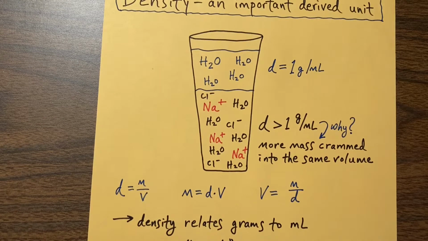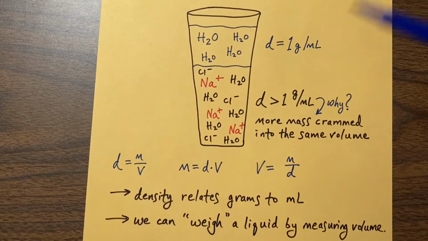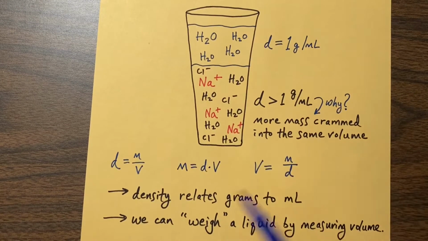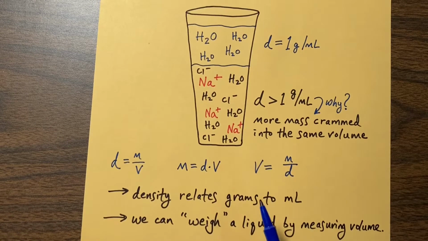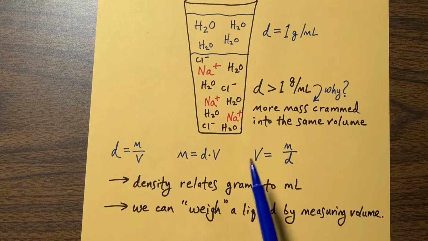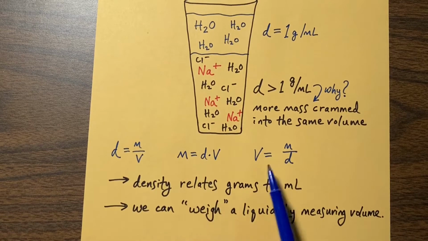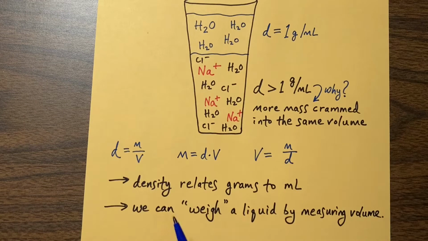That's how matter works as well. More dense matter is simply more grams per milliliter for the same volume. So it's a very simple formula. Density equals mass per volume, or mass equals density times volume, or volume equals mass over density. You can use any of these formulas to calculate the density, the mass, or the volume of a liquid. So density relates grams to milliliter. We can actually weigh a liquid by measuring its volume.